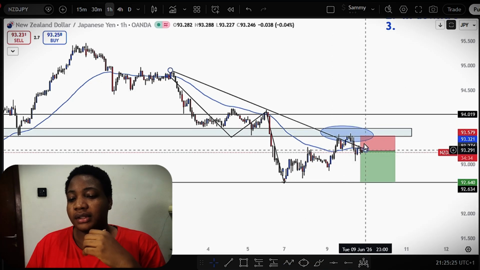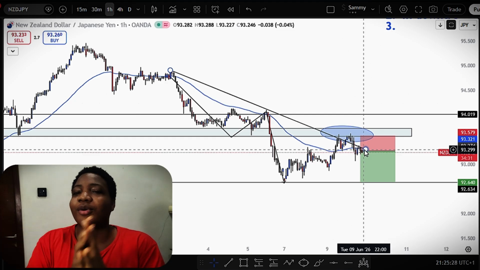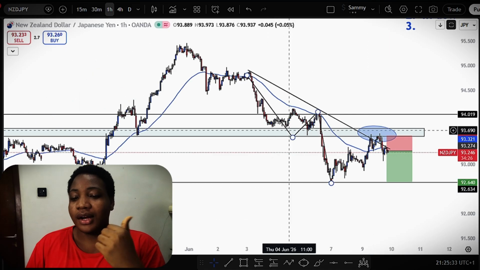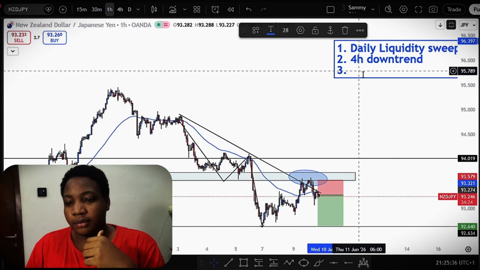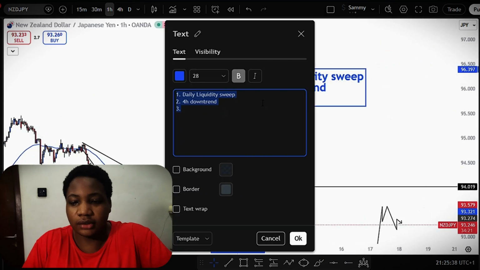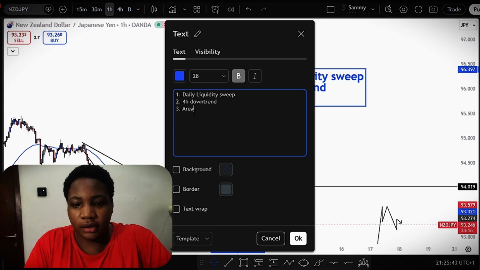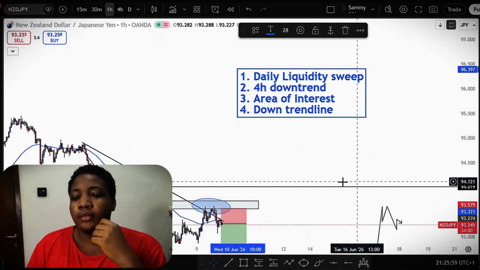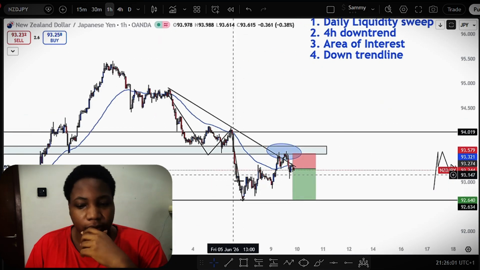So we're basically on that trend line now. We're basically on the third touch of the trend line. That is another confluence I saw. So let me write the two things I saw. First thing I saw was an area of interest, right? And then the second thing I saw was a downtrend line, basically on the 1-hour time frame, right?